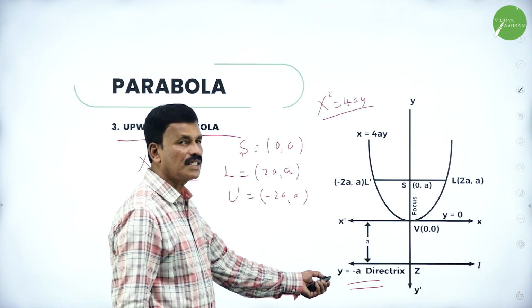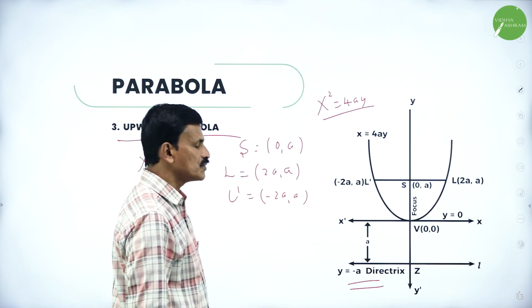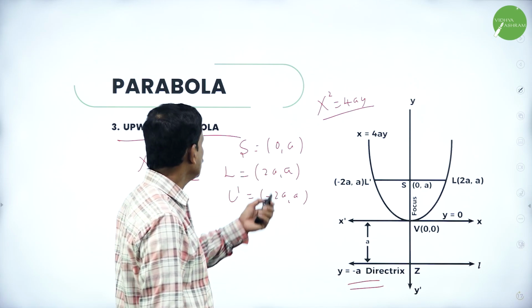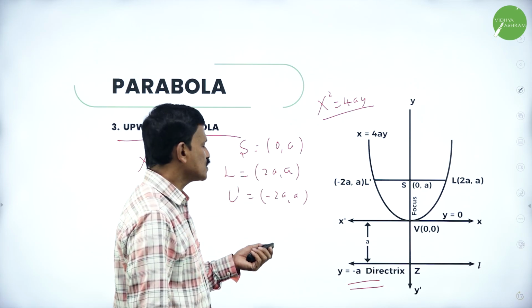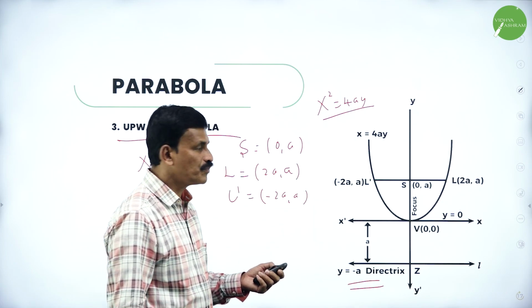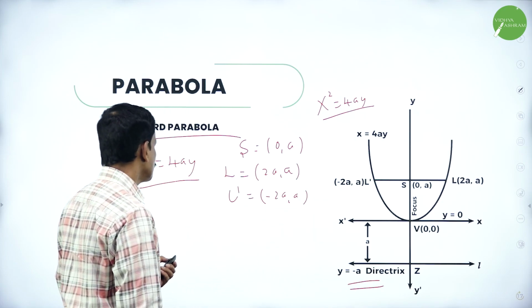So the equation of the directrix is y plus a is equal to 0, or y is equal to minus a. And S is (0, a), L is (2a, a) and L dash is (minus 2a, a) for the parabola opening upward, that is x square is equal to 4ay.